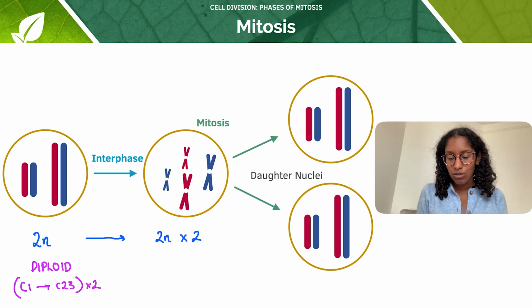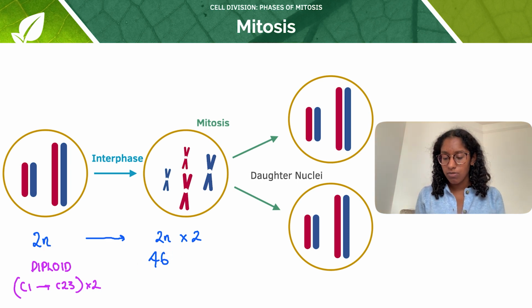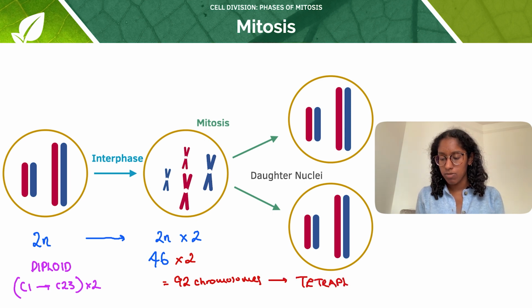We know that humans have 46 chromosomes, or 23 pairs. Now, 46 chromosomes times 2, because remember we replicate our DNA in interphase, equals 92 chromosomes. So after interphase, the cell is tetraploid. It's got 92 chromosomes, or 4N. So we met this term a couple of tutorials ago when we were talking about DNA and chromosomes.